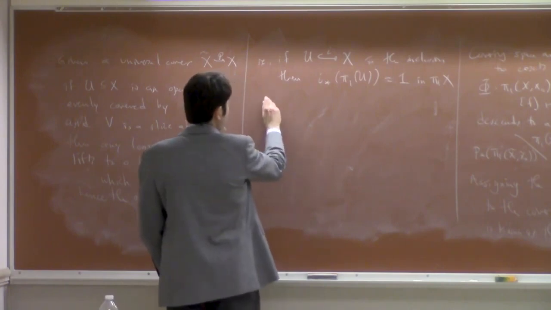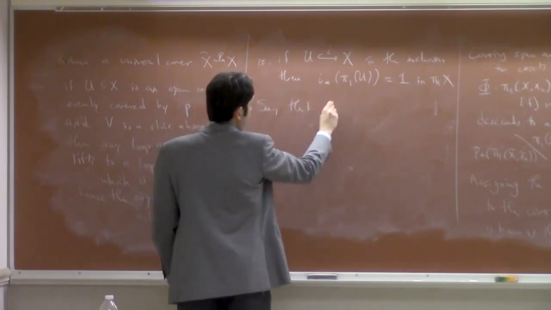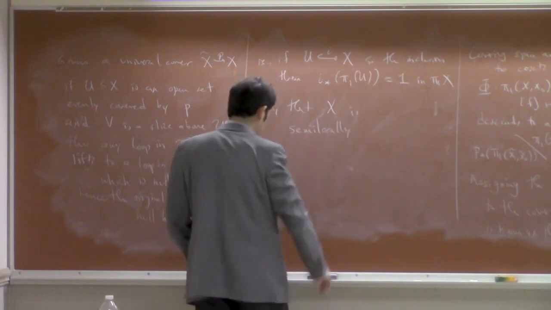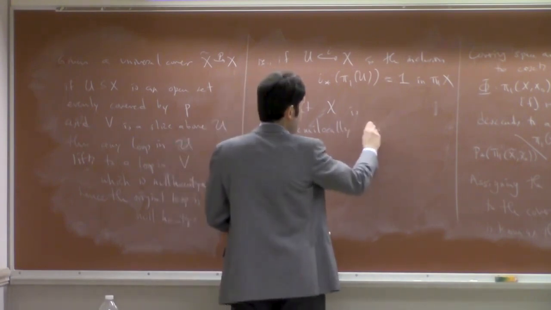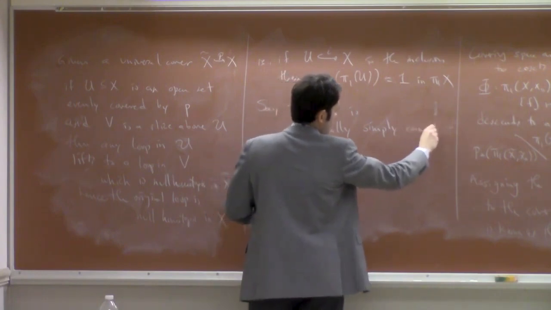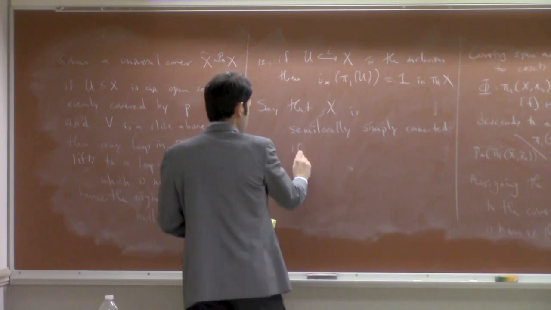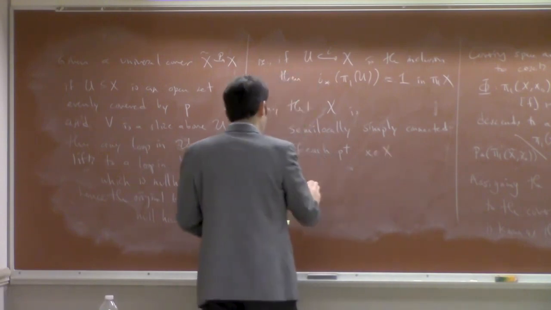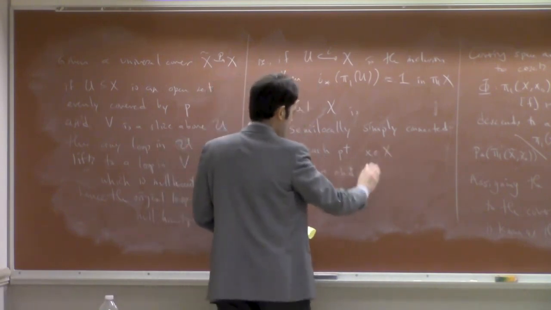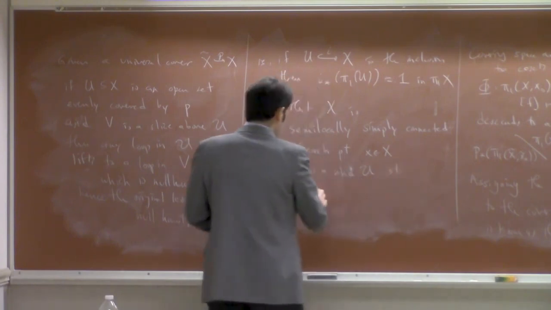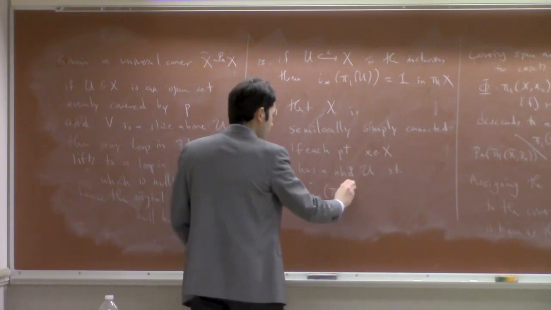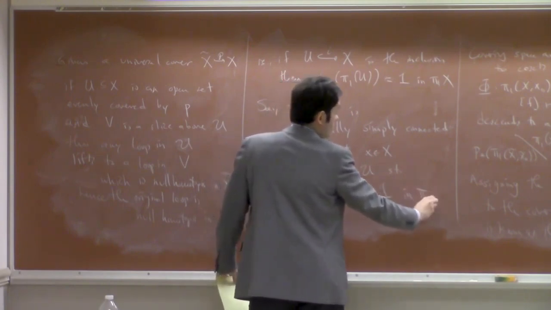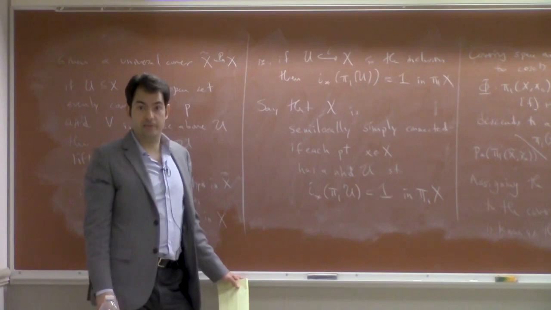So let's turn that into a definition. Let's say that a space X is semi-locally simply connected if each point X has a neighborhood such that the inclusion sends its fundamental group to the trivial subgroup of the fundamental group of X.